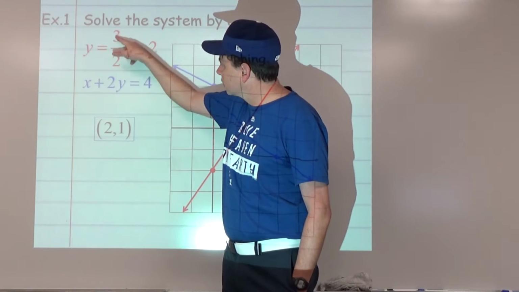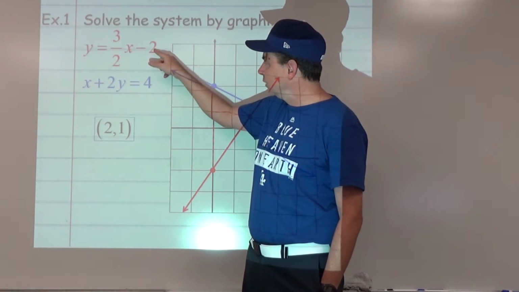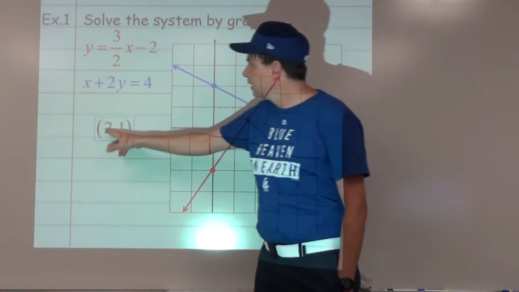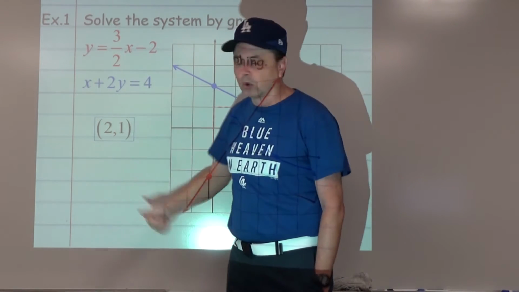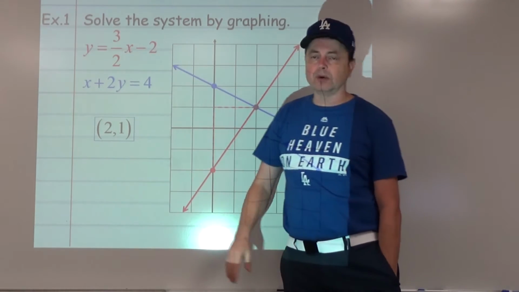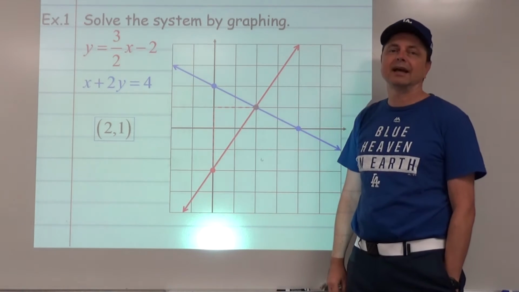Plug in a 2. 3/2 times 2 is 3. Minus 2, we get 1. Y is 1. So it works there. 2 plus 2 times 1 equals 4. That checks out as well. So it does work in both equations, and that's what we're looking for. Write the answer as a point.